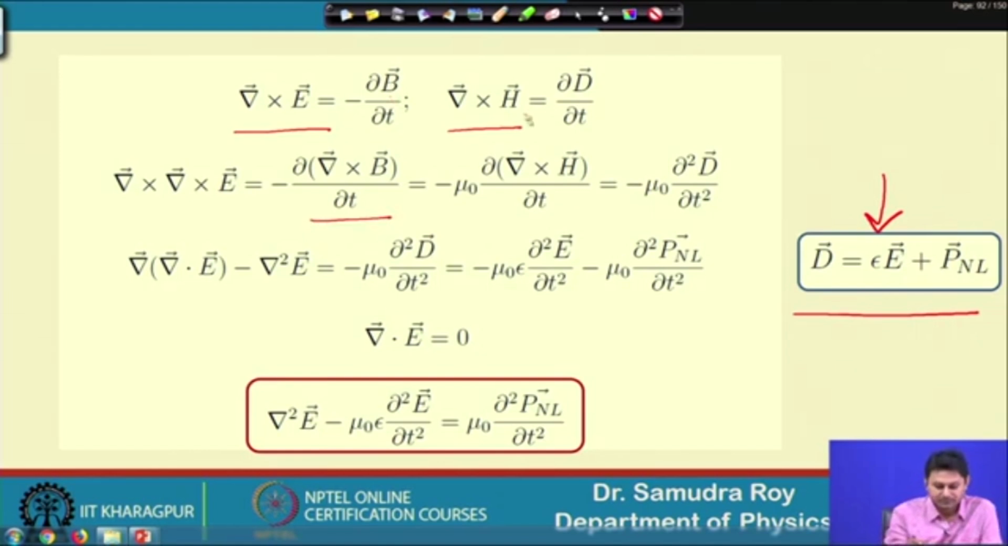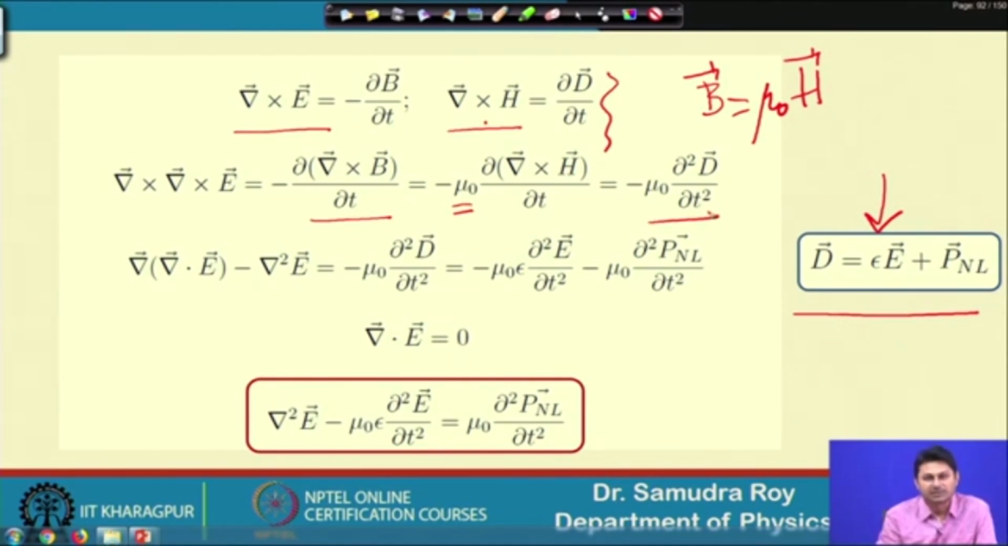If I take curl of H in both the cases, from this first equation, if I do curl of B, and this curl of B I use this one, then it will be curl of H with mu 0, because B is mu 0 H. And then for curl of H I am going to use this term. So, it will be the second order derivative with respect to time of D. So, this curl of E can be represented in a standard form.